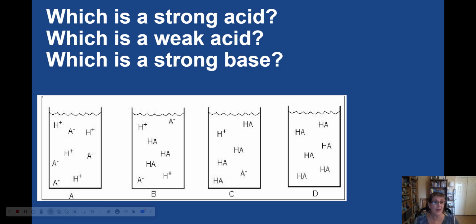I hope you said beaker A because it's all ionized. We have all H plus A minus, H plus A minus, H plus A minus, etc. It's all ionized. That makes it strong. Remember, strong acids ionize 100% into ions. Ions have a charge. All right, which one of these beakers could be a weak acid?